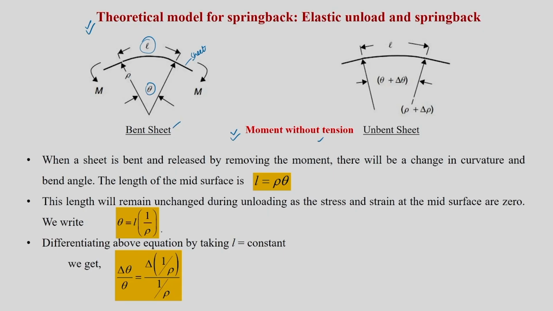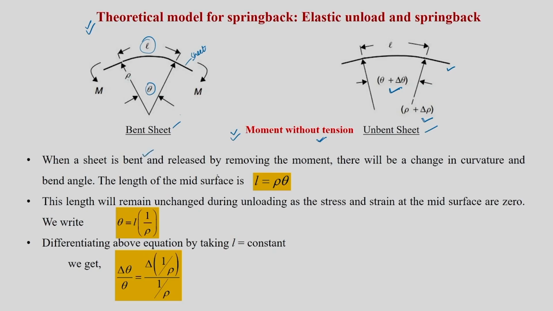So now this is a bent sheet. There is a flat sheet and you are bending it, this is the situation. Now you are releasing the load, and this will be the situation. Theta will become theta plus delta theta, and rho would become rho plus delta rho. Since there is no tension, only moment is given, we can say that the length of the mid surface, or the neutral axis, will remain the same. It is not going to change.